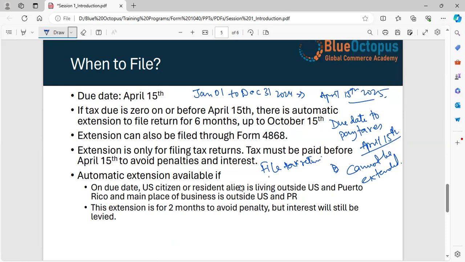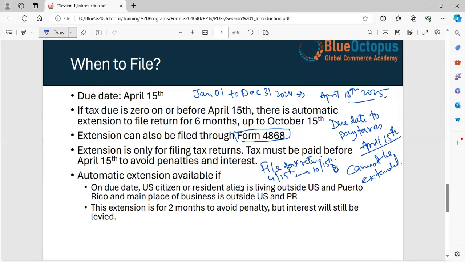is again April 15th, but it can be extended to October 15th, either by paying the whole amount by April 15th or by filing Form 4868. But yes, you have to pay the whole amount by April 15th to avoid penalty and interest. So payment needs to be done till 15th April. Return you can file at any given point of time.